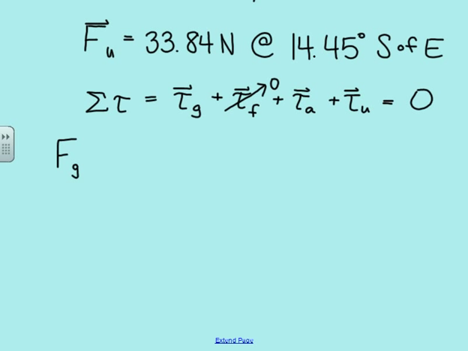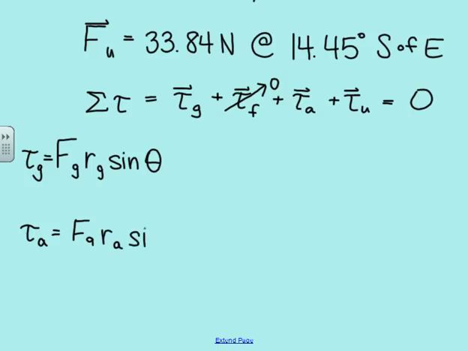So I have the force of gravity times the radius for the gravitational force times sine theta. That's the torque from gravity. I have the torque from the applied force. That's equal to the applied force times the radius for the applied force times sine theta. And the torque from the unknown force, which I can't calculate yet because I don't have a radius. Let's calculate these two first. We already found that the force of gravity is 24.5.